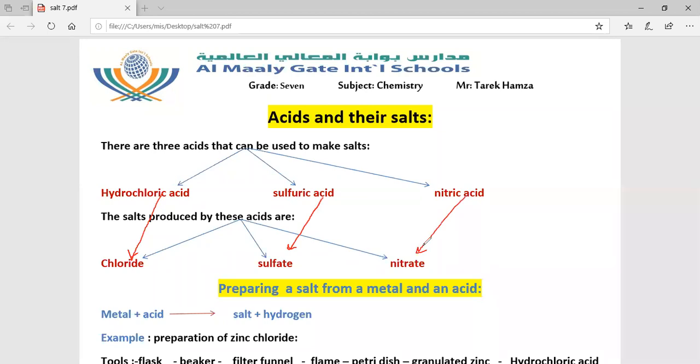We are going to explain the first method of salt production, from metal and acid: preparing the salt from metal and acid.